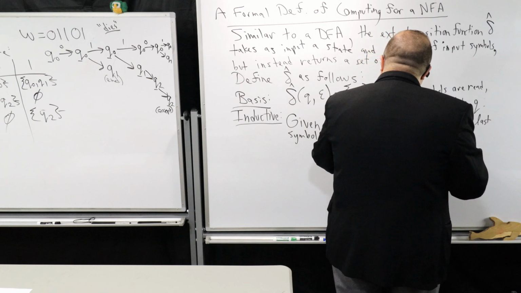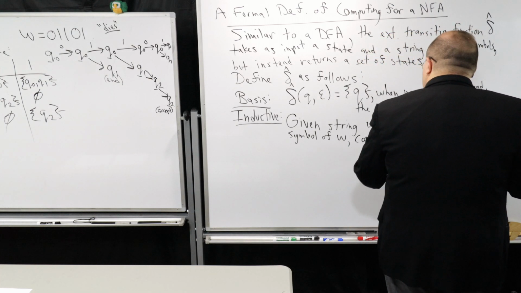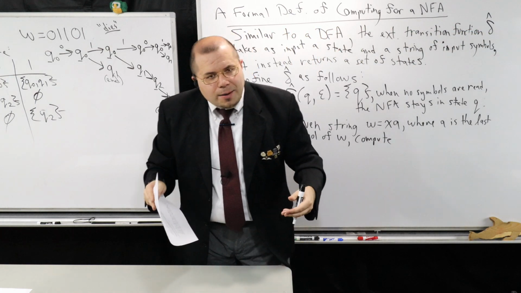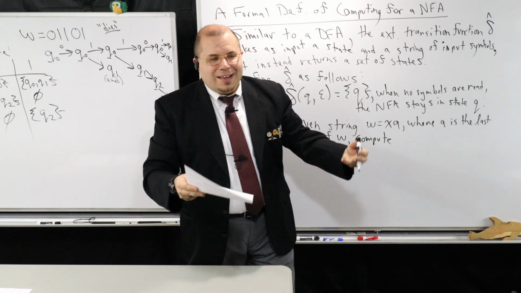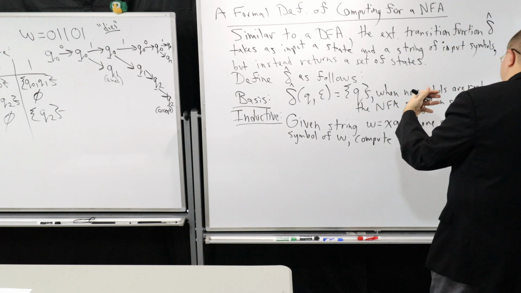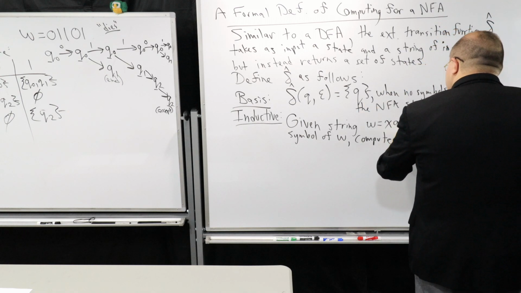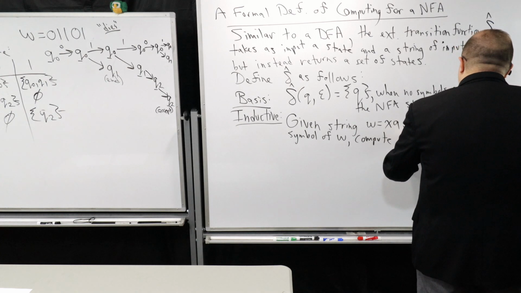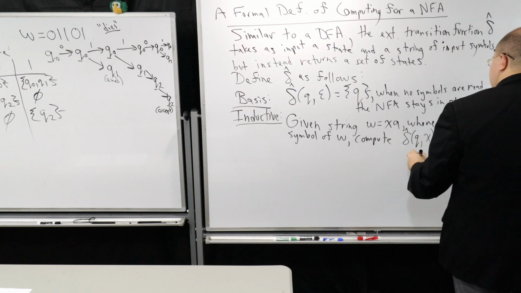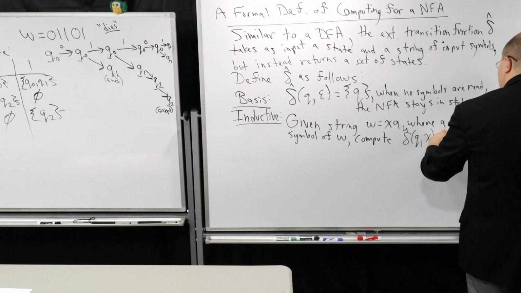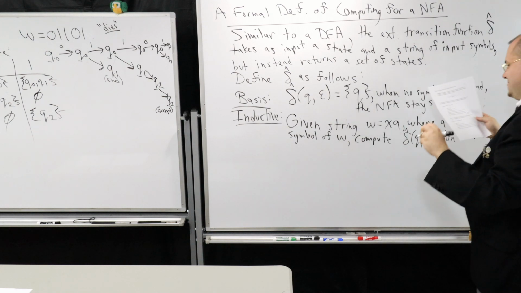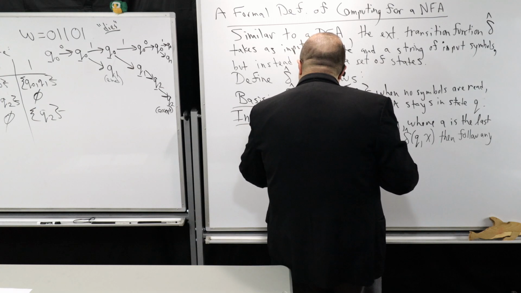So first I'm going to give you an informal intuition, and then I'm going to define it formally for you, because I think the English description of it first will help before I write it down mathematically. So compute delta hat of q, x. Remember, that's on this first part. Delta hat of q, x, then follow any transition labeled a.